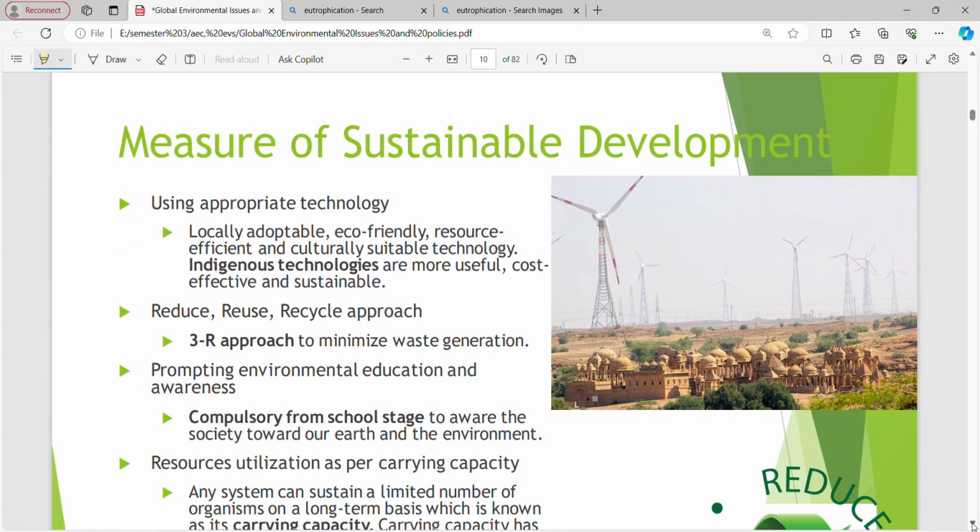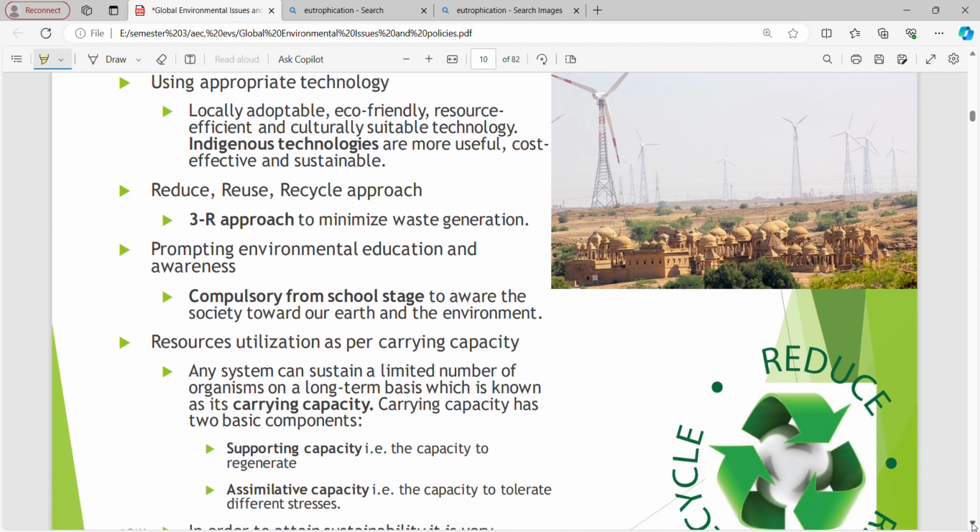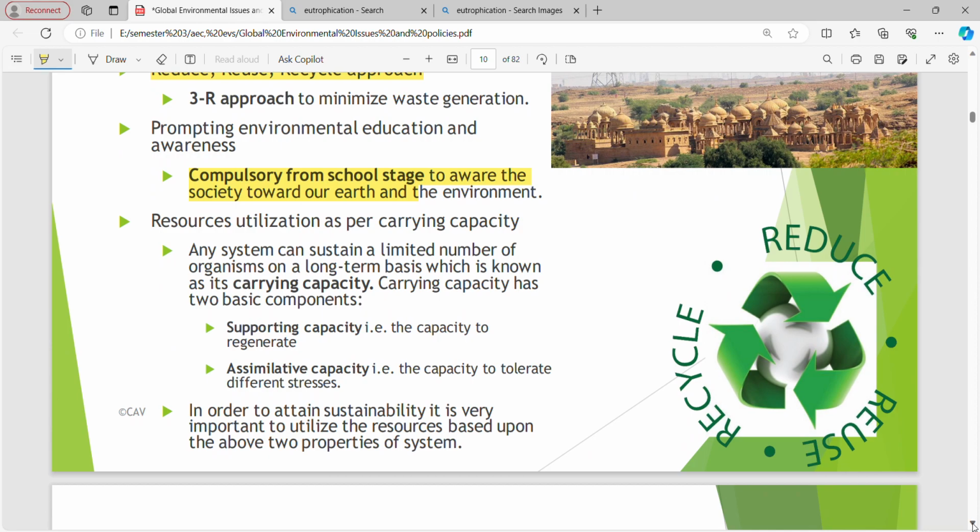So, measures of sustainable development. First is using appropriate technology: locally adoptable, eco-friendly, resource-efficient and culturally suitable technology. Indigenous technologies are more useful, cost-effective and sustainable. Okay. Then 3 R's: reduce, reuse, recycle. Then compulsory EVS from school stage. We know according to the NEP, it is mandated for UG students to study EVS. That's why we are having this exam.